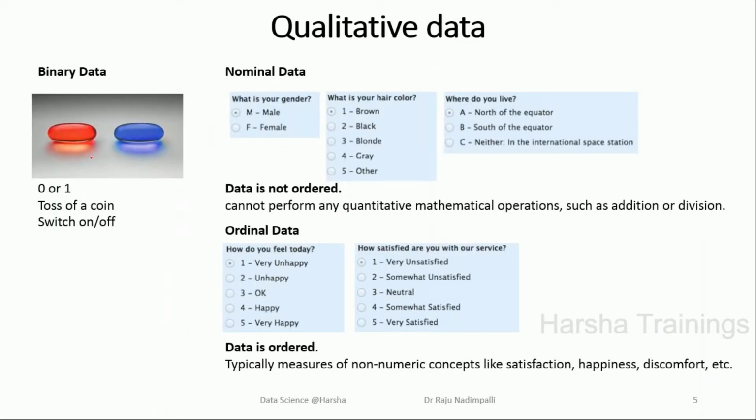Binary means we will have two possibilities, either 0 or 1, or if you toss a coin you will get tail or head, or switch on, switch off. This is called binary data.